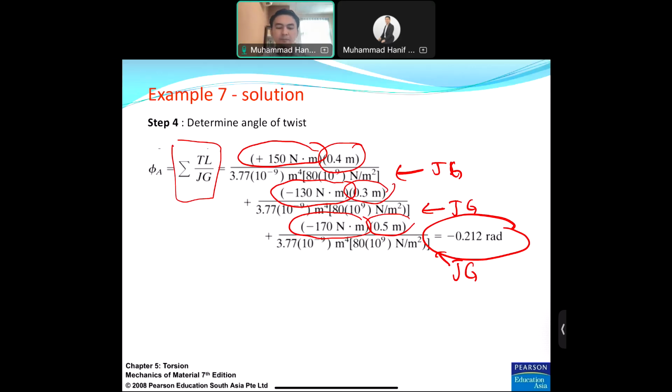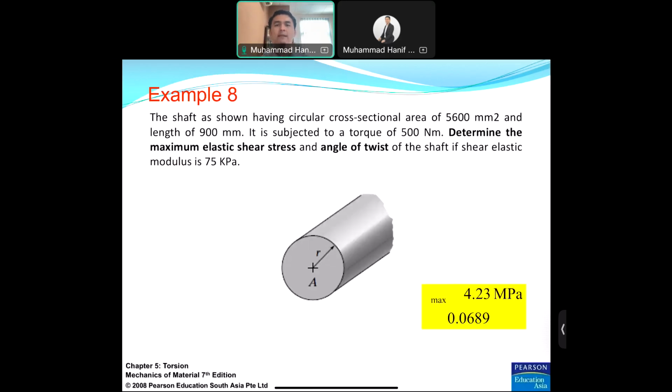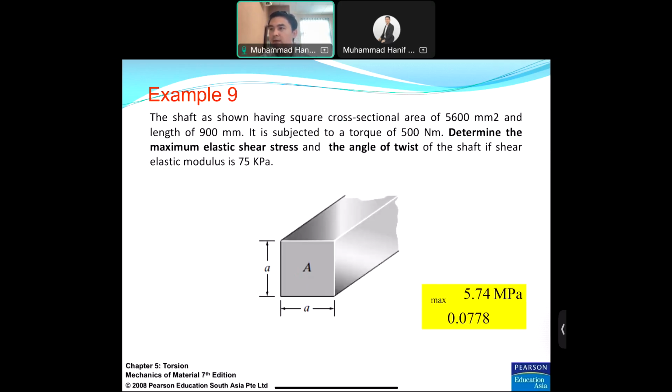All right. So example 8, I'm not covering this one. You can do it with your friend. You discuss with your friend. The answer is given. You can discuss and do it together with your friend.